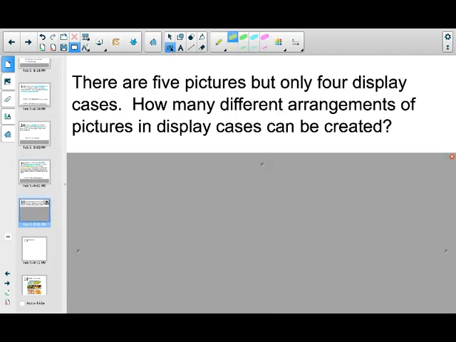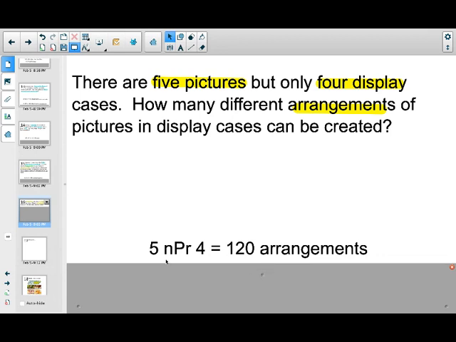So last example here, there are 5 pictures, but only 4 display cases. How many different arrangements of pictures in display cases can be created? So the key thing to look at here is this word arrangements. That's telling you we're arranging them or putting them in some order. So this is going to be an nPr problem. Our large group, our big number, is 5. We're choosing 4 of them, and the order matters. So we're going to do nPr, and we get 120 arrangements.